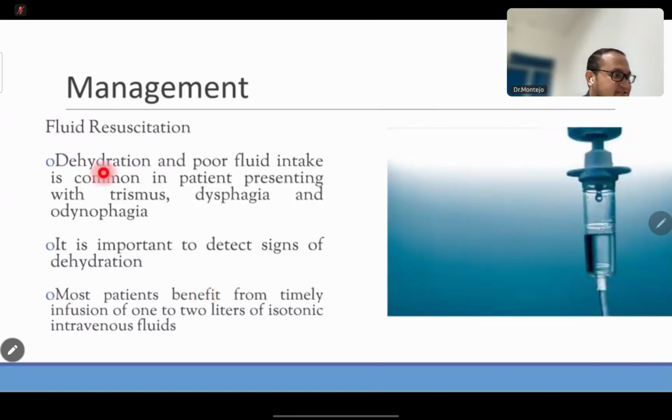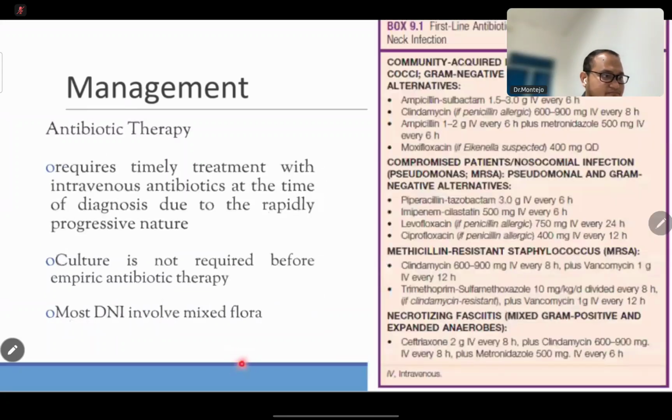So always note for dehydration because sometimes the patient would come in at the emergency room with trismus, dysphagia. So they're going to have a hard time with fluid intake or even eating. So always detect signs of dehydration for you to correct any imbalances. And then this would also help you prevent any post-operative or intra-operative complications due to dehydration.